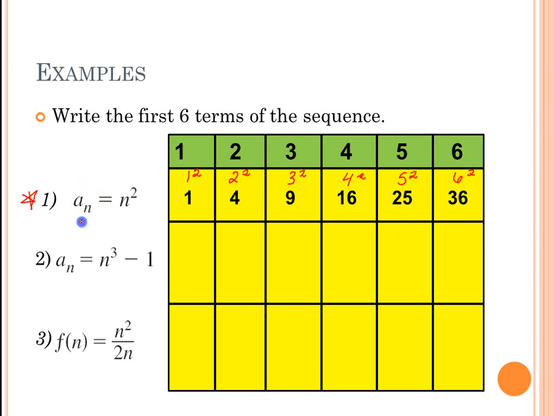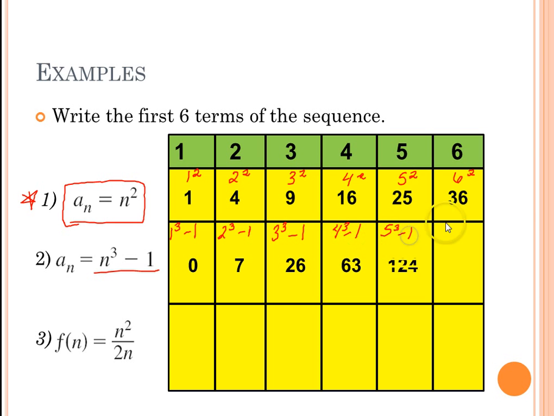So they give you the function. They give you the sequence. You tell them the terms. Same thing here. 1 cubed minus 1. Well, 1 cubed is 1. Minus 1 is 0. 2 cubed minus 1. 2 cubed is 8. 8 minus 1 is 7. 3 cubed minus 1. 3 cubed is 27. Minus 1 is 26. And we could keep going. 4 cubed minus 1. 5 cubed minus 1. 6 cubed minus 1.